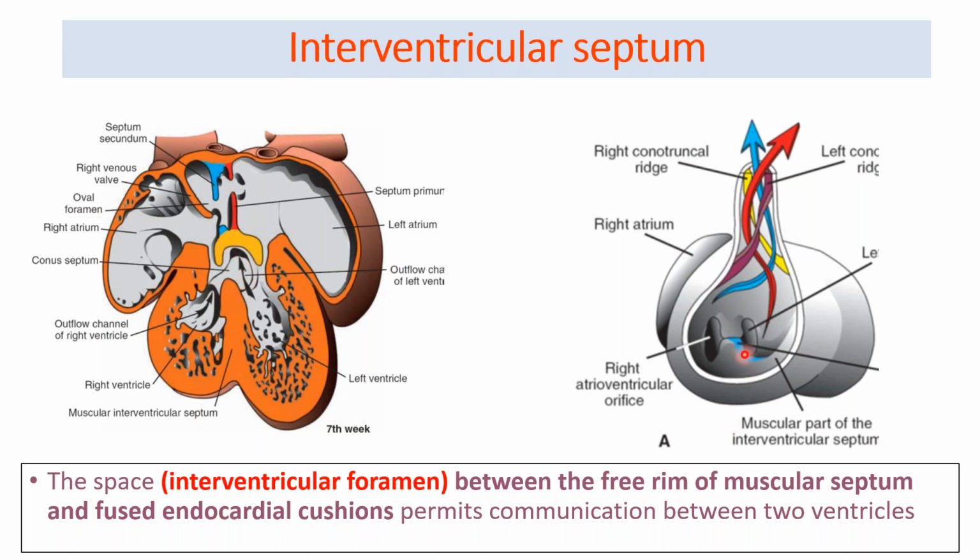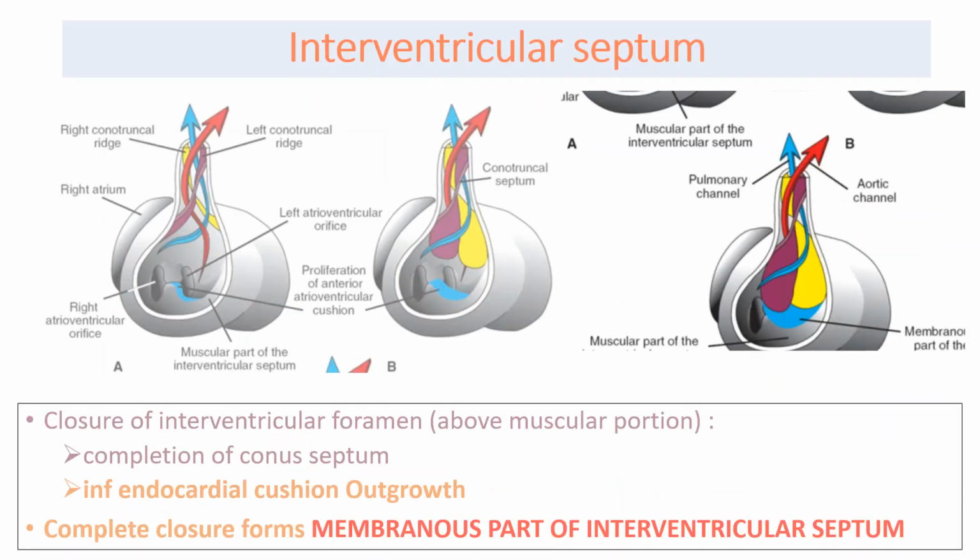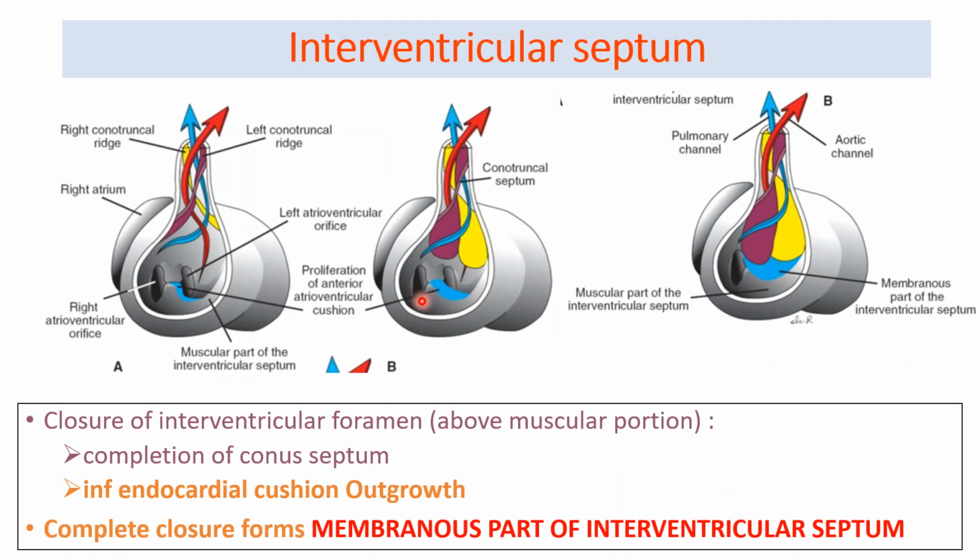So in this picture also we can see this is the muscular part of the interventricular septum. This is how it develops, and this space between the fused atrioventricular cushion and the upper margin over here is the space which has been left, which has to be filled by the membranous interventricular septum. So how does this closure of the interventricular foramina happen?